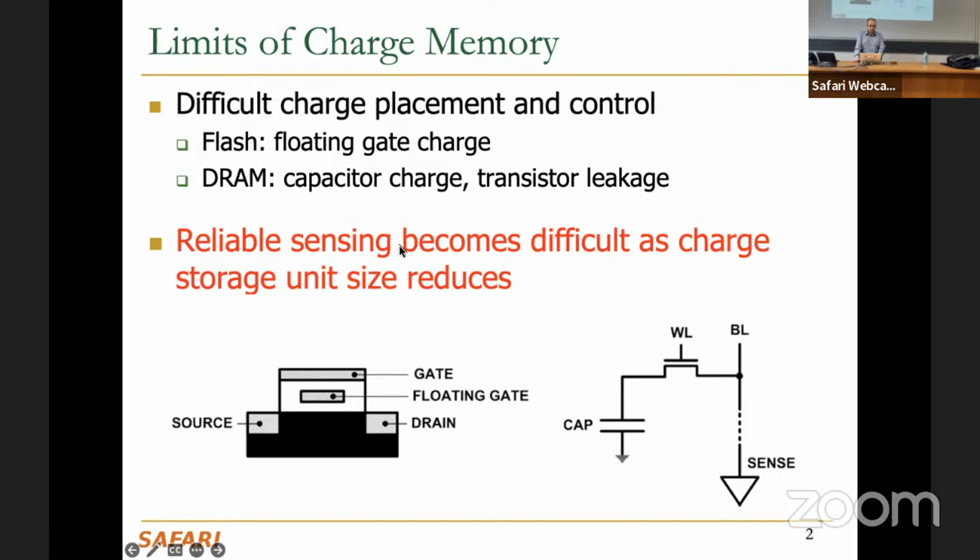Okay, so reliable sensing becomes difficult as the charge storage unit size reduces. That's quite understandable. When you scale it down, it gets smaller and smaller. And at some point, you cannot do reliable sensing because you cannot reliably store charge and you cannot reliably sense that charge. So that's why these architectures fundamentally have scaling issues.